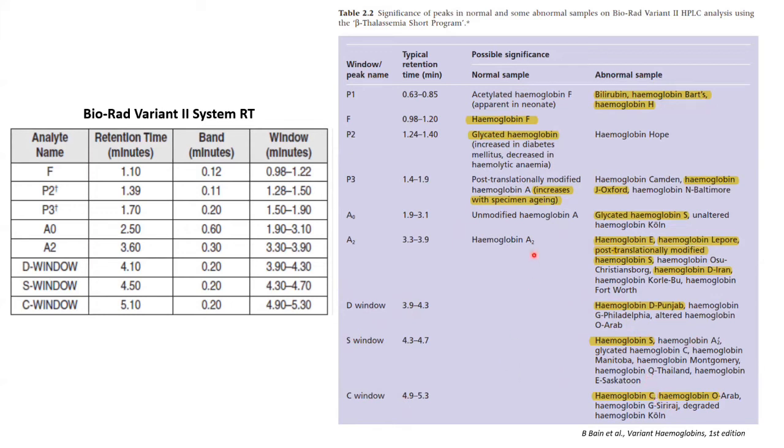So just a Google search will give you the different differential diagnoses for all the hemoglobins which come in the different windows. So this knowledge is useful. It's better to have this as a ready reference whenever you're interpreting HPLC chromatograms. There are different retention times as well as what could be the abnormal hemoglobin variants which are present in the different windows and the different peaks.